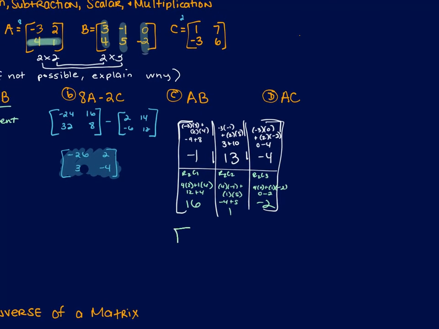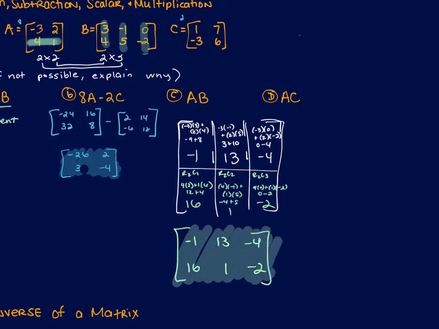Then you're going to rewrite for me neatly your answer: negative 1, 13, negative 4, 16, 1, negative 2. So all of that needs to be in the box for that question on your answer sheet.